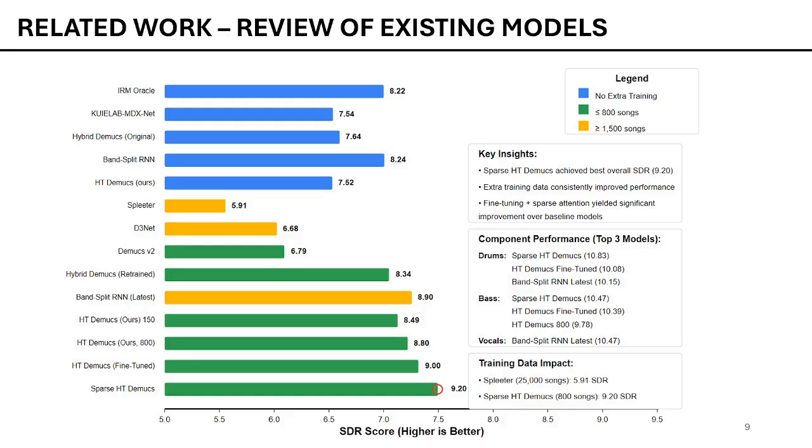The Band-Split RNN model demonstrated remarkable performance even without additional training data, achieving an SDR of 8.24 decibels. After fine-tuning with 1,750 songs, its performance further improved by 0.66 decibels. The model we look at, Hybrid Transformer Demucs, trained with 800 additional songs, delivered a robust signal to distortion ratio of 9.20 decibels, which significantly exceeds the performance of other models.